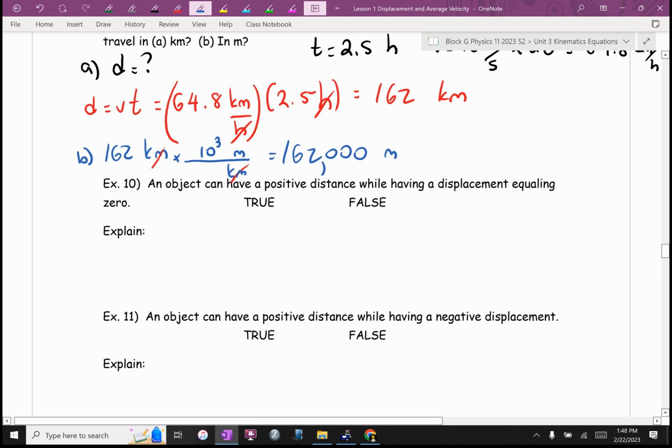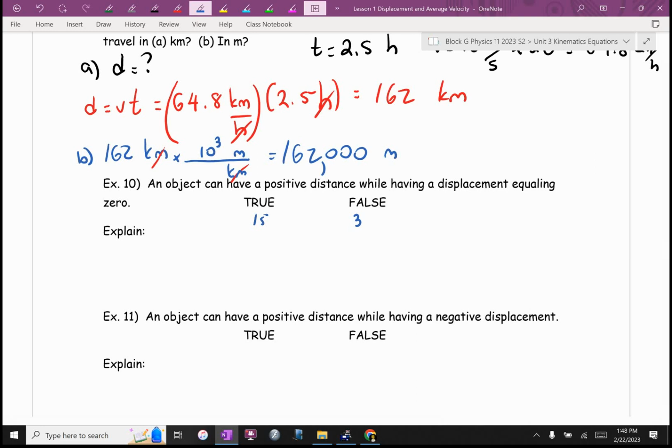So an object can have a positive distance while having a displacement equaling 0. Who says, Mr. Dewick, that's true? I think that's true. True. I got 14. Okay, I got 15. Who said, nah, you're full of it, it's false? 1, 2, 3. Was that a vote? No, okay, don't twitch. So 3. Convince me. Yes, what are you defending? True or false? True. Convince me.